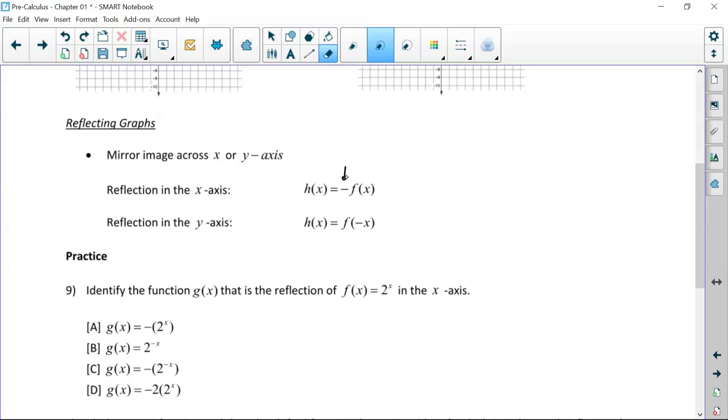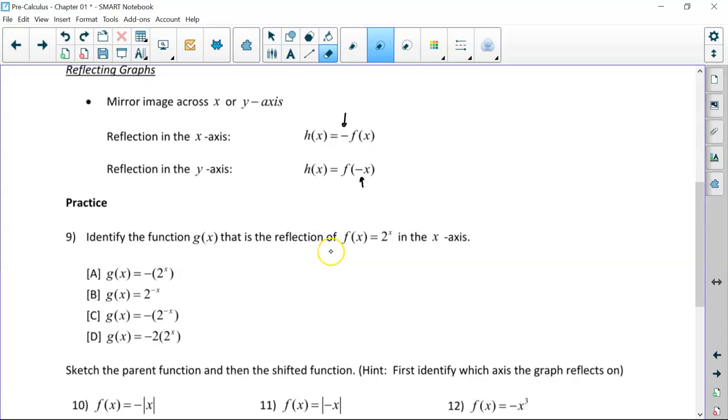Now, a y-axis reflection is when the negative is inside the function. You see how it's inside the parentheses? That's a y-axis reflection. So we're going to look to see what kind of reflection we have, or which one of these is a reflection along the x-axis. When it's an x-axis reflection, the negative is on the outside. So we know that B is gone, and because of the negative exponent, C is gone.